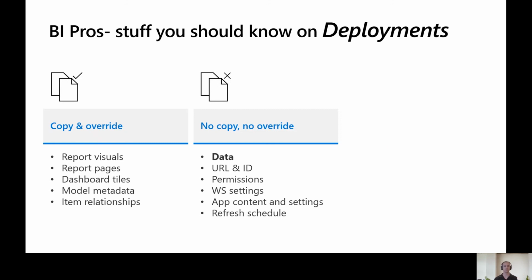Also important to note, properties that we do not copy are URL and IDs and the permissions. This means that once an item is created, it has its own URL, its own ID, and you can share it with users. And so they will always have a link that points to the right report or dashboard in the right stage. So production users who are sharing or being shared with reports can always trust that link to point them to the right report. It will not be changed.